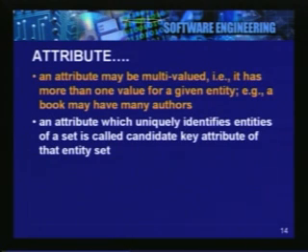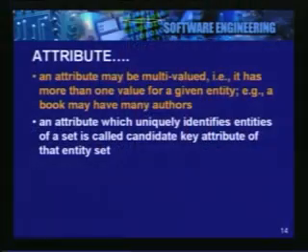An attribute which uniquely identifies an entity is called a candidate key for that entity set. Remember that this is important and this has to be present, because every entity must be distinguishable from another entity. Every book must be distinguishable from another book. Therefore, book must have an attribute which uniquely identifies every book in the library. Such attributes are called candidate key, or the key in short. A key attribute is an attribute which uniquely identifies an entity.